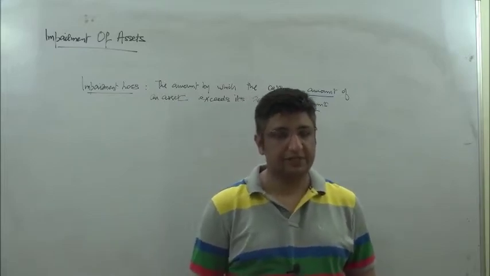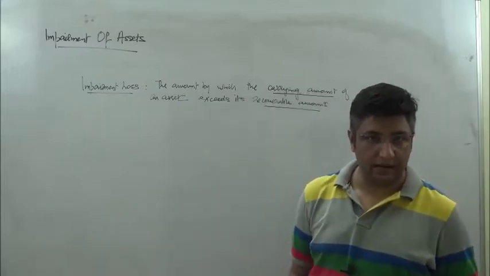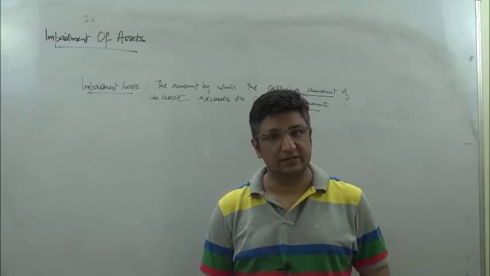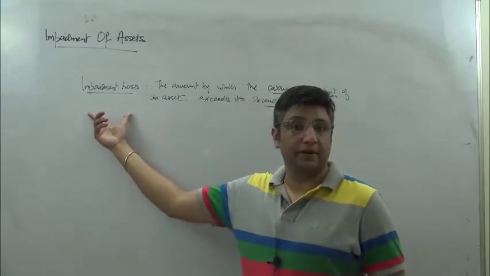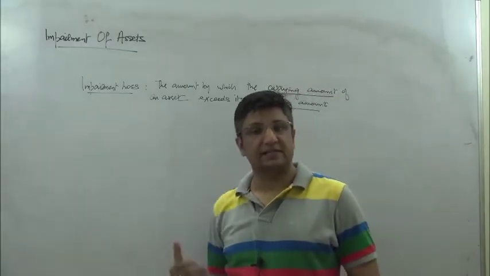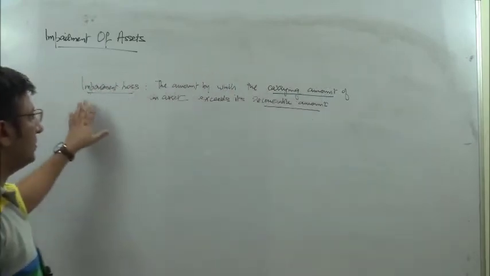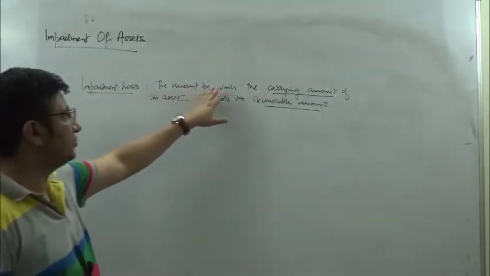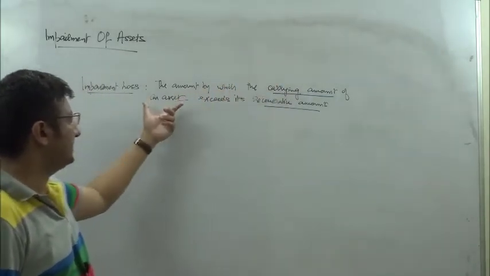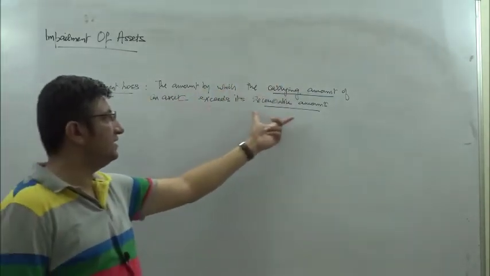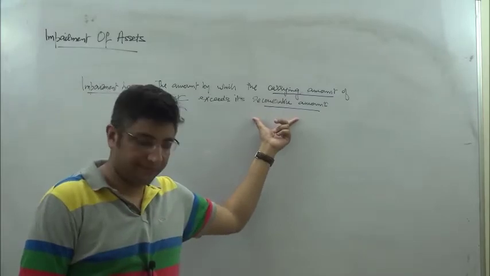Friends, one of the definitions that we want to begin our discussion on this standard with is the meaning of impairment loss. The standard has given this definition to us, and it says that impairment loss is the amount by which the carrying amount of the asset exceeds its recoverable amount.